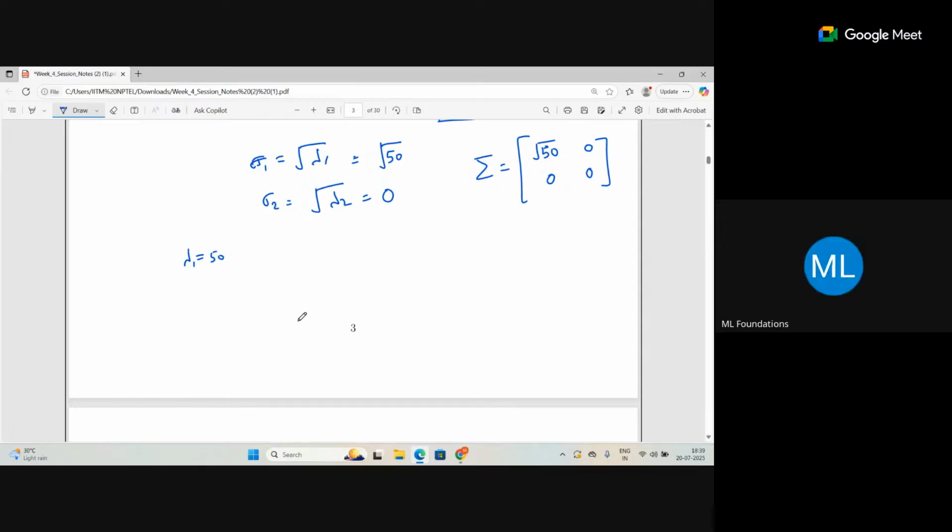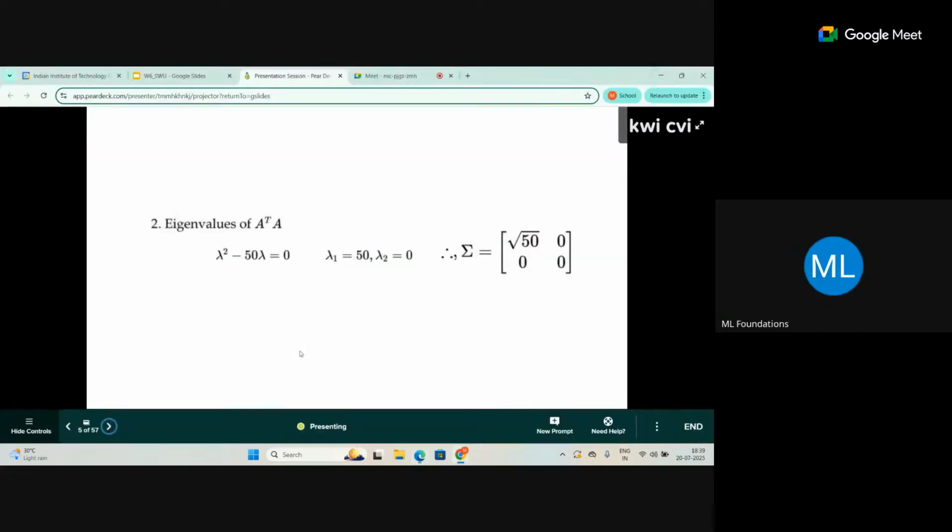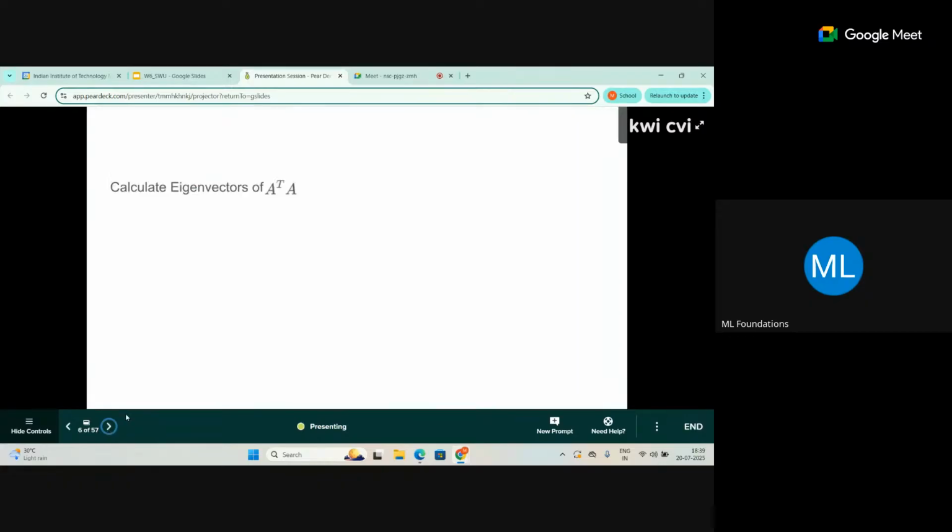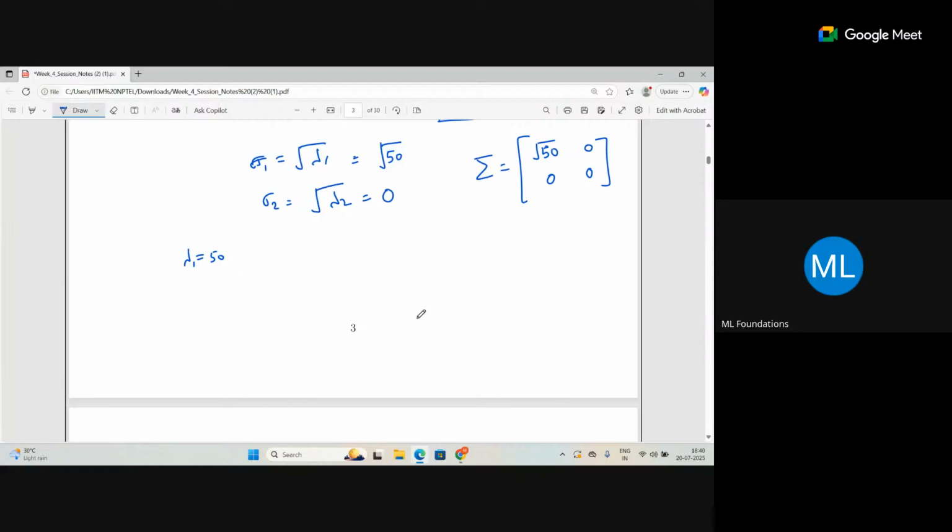Okay, so the next question will be to find its eigenvectors. Actually, this is the same question, just asked stepwise. Initially I asked you to find the SVD form of A. Instead of that, what we are saying is these are the steps we should follow to get the final answer, the SVD of A. So now for lambda 1 equals 50, what are the eigenvectors? That is what is asked here.